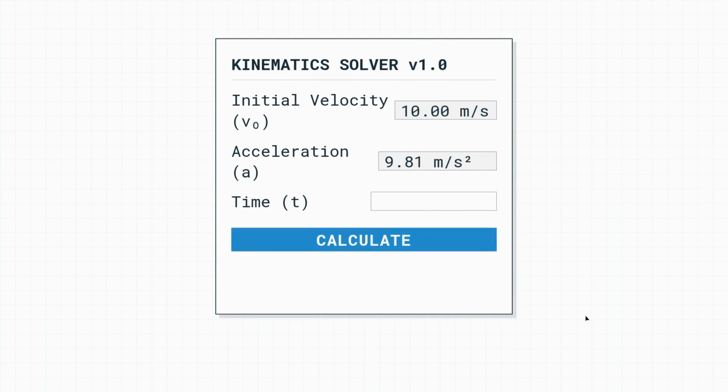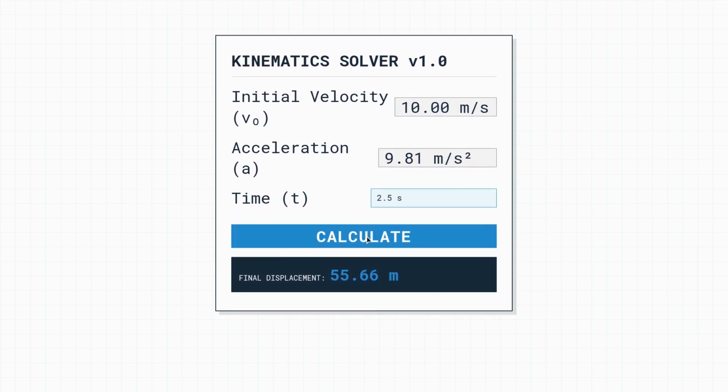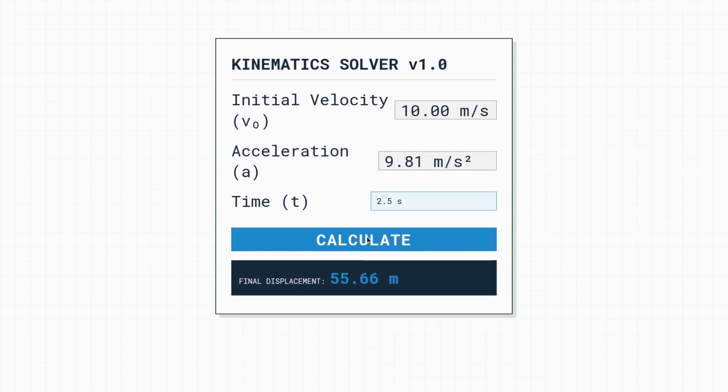After clicking calculate, the results show distance fallen is 30.66 meters. Final velocity is 24.53 meters per second. Impact energy per kilogram is 300.7 joules per kilogram, and average velocity is 12.26 meters per second.